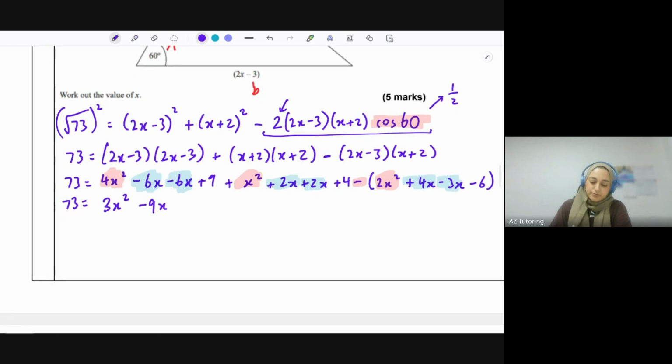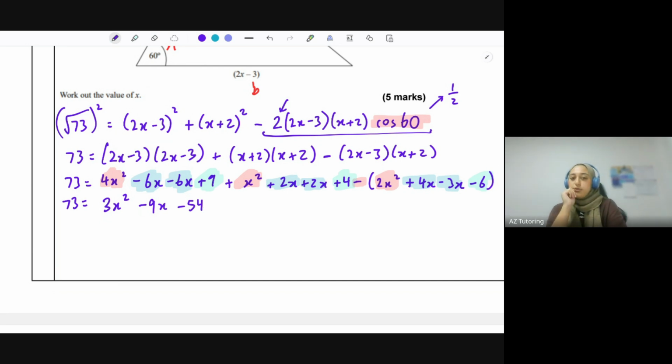Now let's do the numbers. We've got, do a different color. We've got 9, add 4, minus 6, which is add 6, and that gives us minus 54.